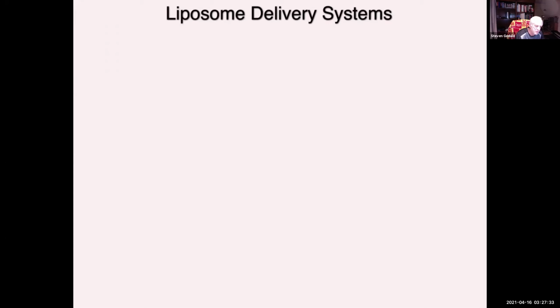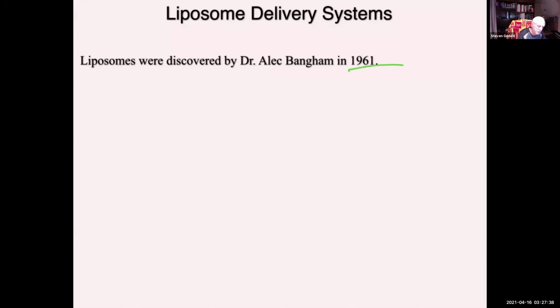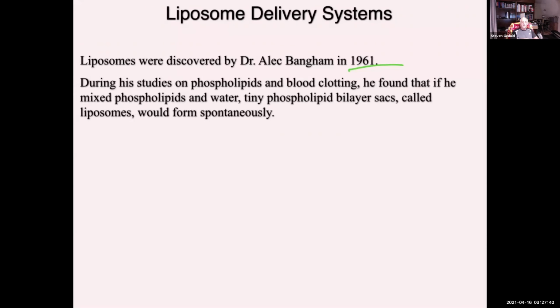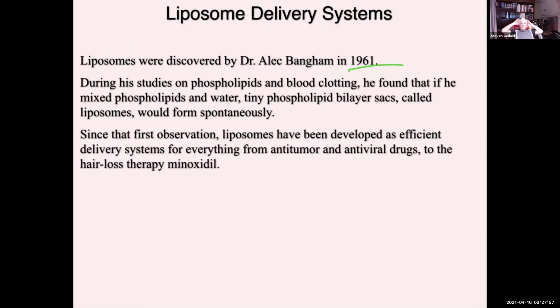We can use liposomes as a delivery system for delivering different drugs. Liposomes were discovered back in 1961. During studies of phospholipids and blood clotting, he found that if you mix phospholipids in water, tiny phospholipid bilayer sacs called liposomes form spontaneously. They arrange themselves so the hydrophobic parts are away from the water. They'll form micelles, just like we talked about. Since then, liposomes have been developed as an efficient delivery system for everything from anti-tumor and antiviral drugs to hair loss therapy, which is minoxidil.